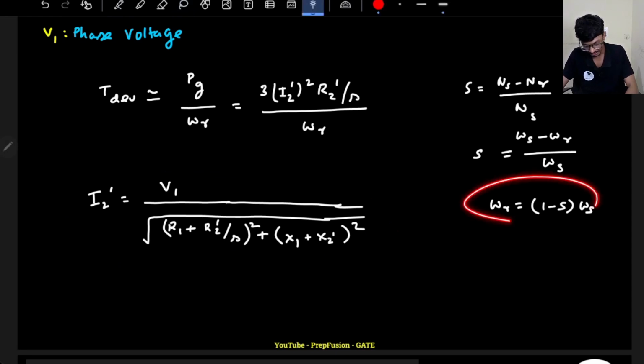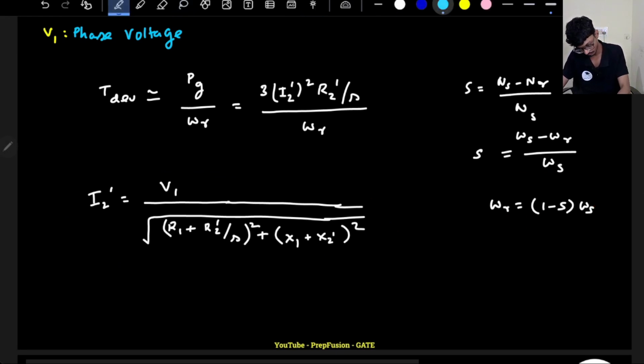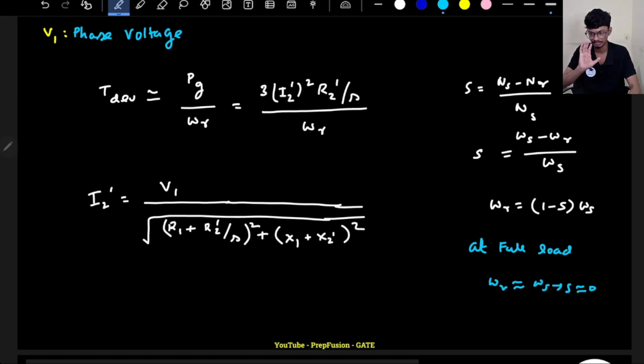So roughly, at full load, one more approximation, the last approximation. At full load, I will assume that omega r is roughly almost equal to omega s. Basically the slip is roughly almost zero. At full load, the full load speed of an induction machine is, like if you have heard, it is rotating at 1440 rpm and ns is 1500 rpm. So it is very near. So we will do this one more approximation for our simplification.